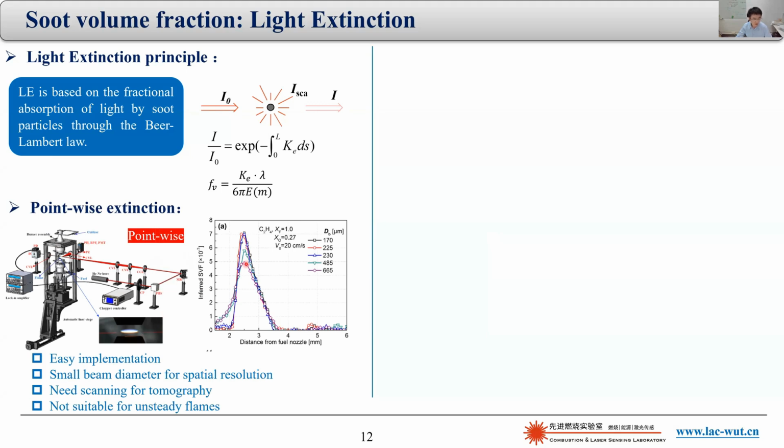But here I just want to mention one thing. You have to be very careful about the beam size, because, as I mentioned before, counterflow flames have very narrow soot regions. If you want to resolve with good spatial resolution, your beam size has to be very small. Our experience is that it's better to restrict the beam to around 100 micrometers.